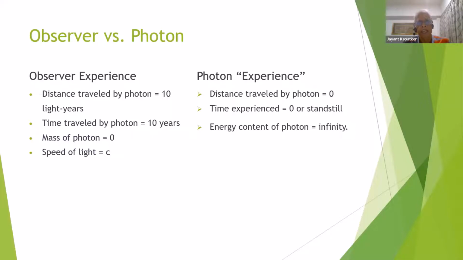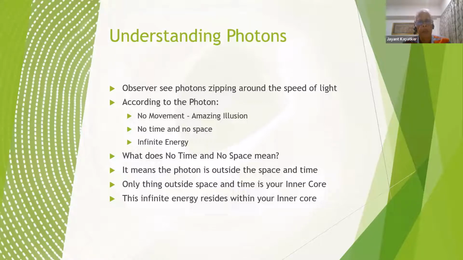If you take the photon as a he, from the photon's point of view, the photon does not travel at all. But the photon has infinite energy. Whenever you have anything at the speed of light, you have infinite energy. That's a formula which has been proven. So the energy content is infinity. So where is this point? From the photon's point of view, there's no movement, no time, no space. So where is the point?